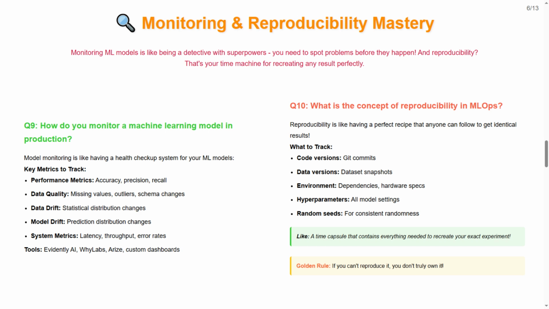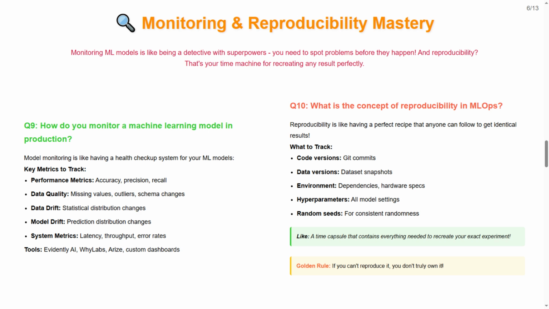Key metrics to track: performance metrics, accuracy, precision, recall. Data quality: missing values, outliers, schema changes. Data drift: statistical distribution changes. Model drift: prediction distribution changes. System metrics: latency, throughput, error rates. Tools: Evidently AI, WhyLabs, Arize, custom dashboards.